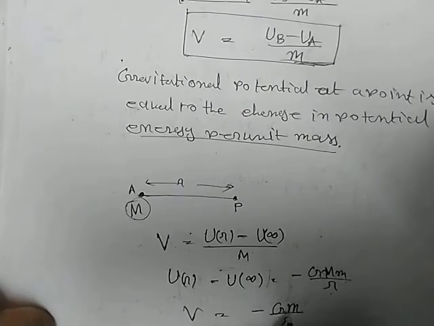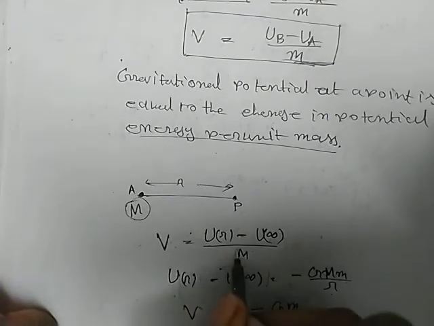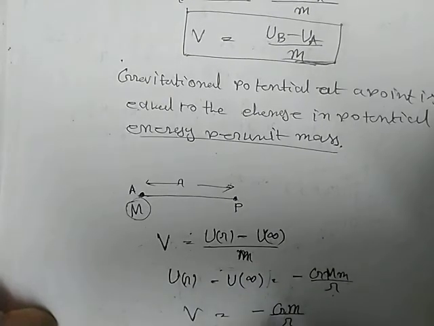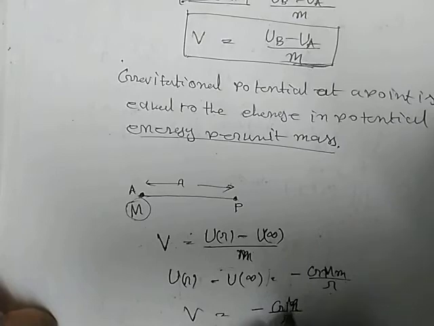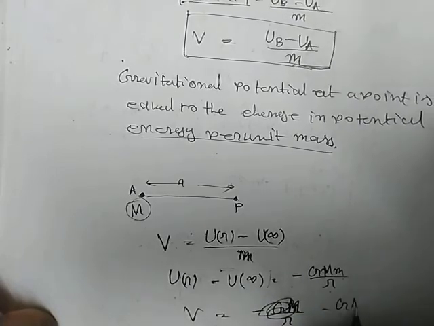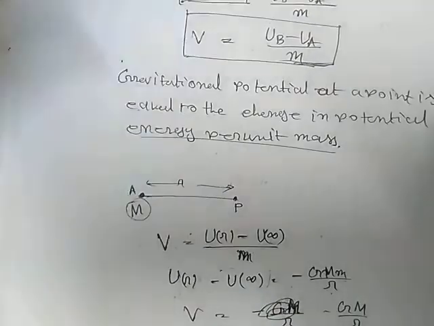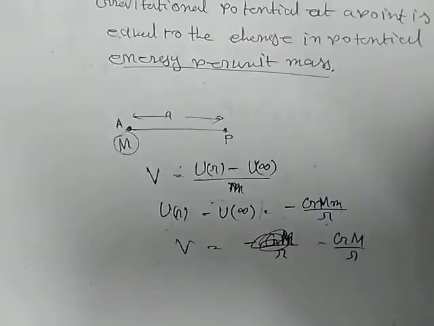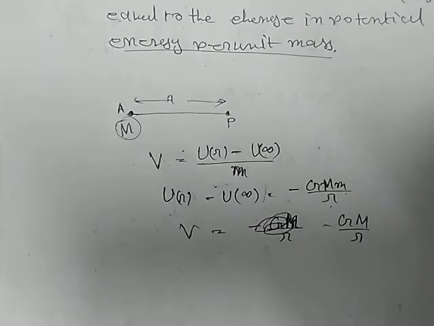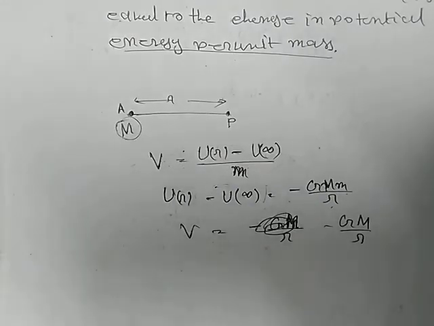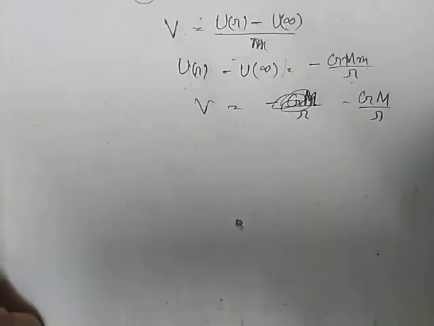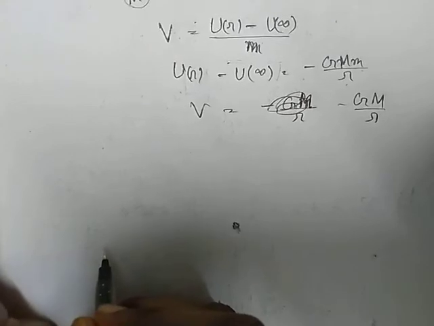By m, sorry, this mass will be M, and GM by r. So the gravitational potential due to a point mass M at a distance r is V equal to minus GM by r.